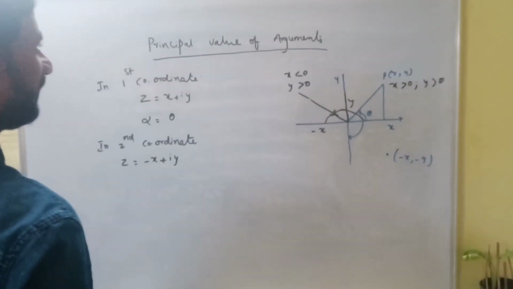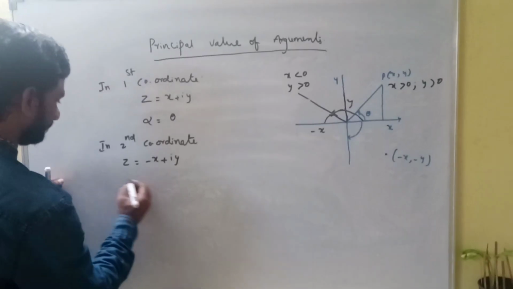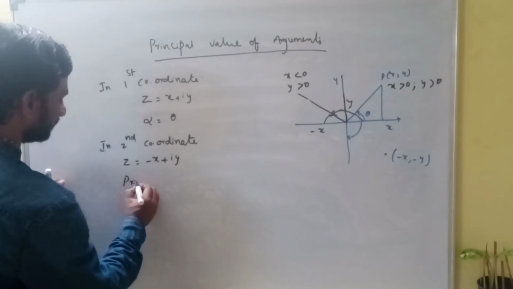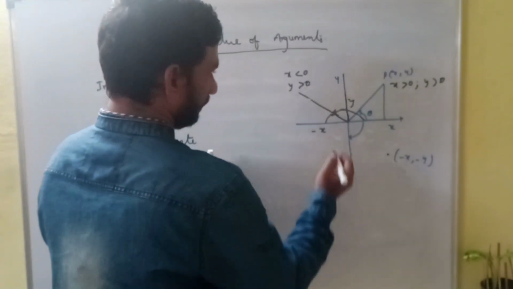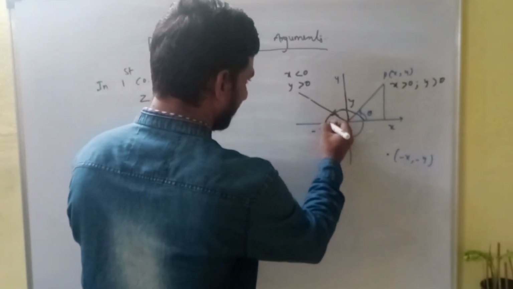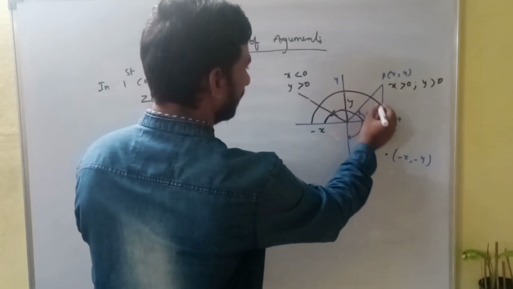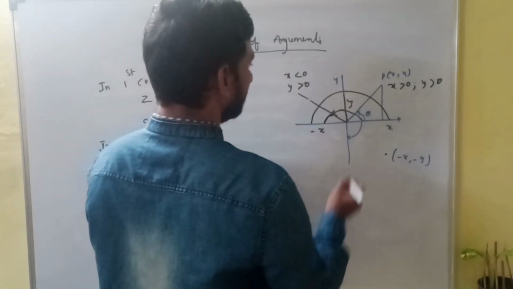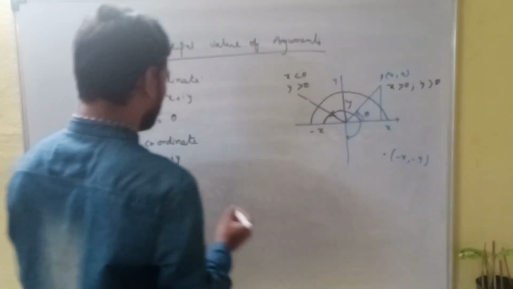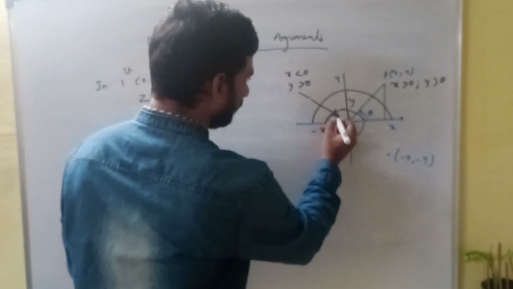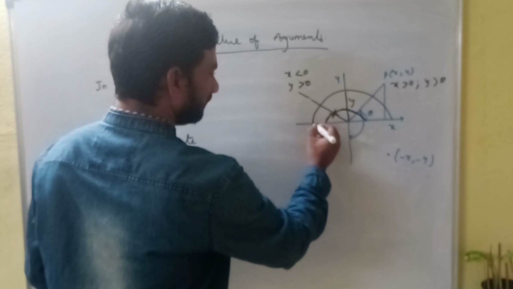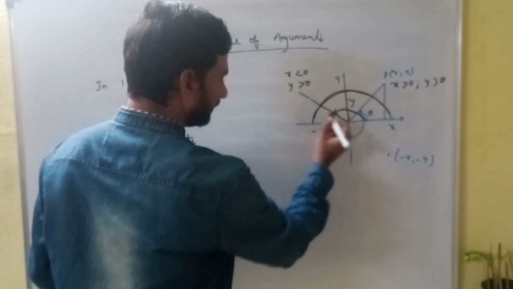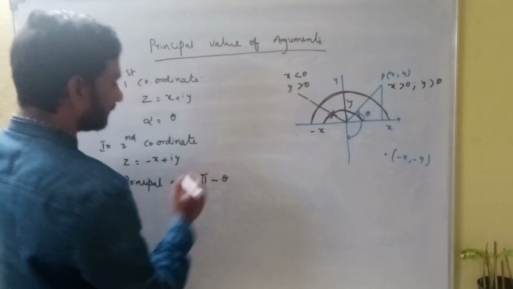Now we have to find the principal value of the argument. The principal argument will be... how much? This is what we have to find, right? If you take this whole, this is forming a semicircle. This semicircle angle is pi, and we have to find this angle, right? So if you subtract this angle from this whole angle, you will get this angle. That means pi minus theta. So this will be your principal argument in the second quadrant.